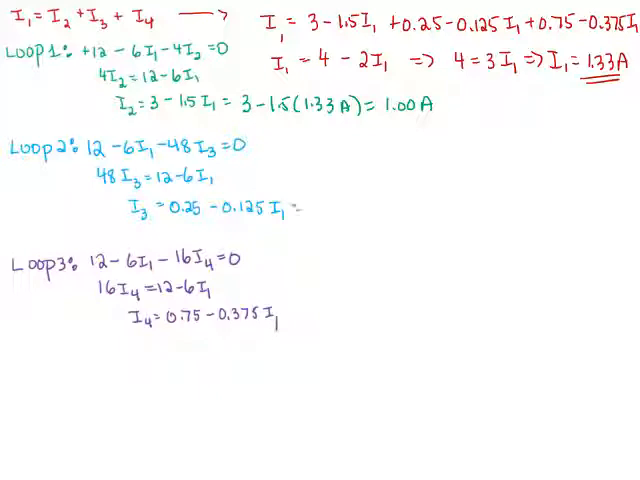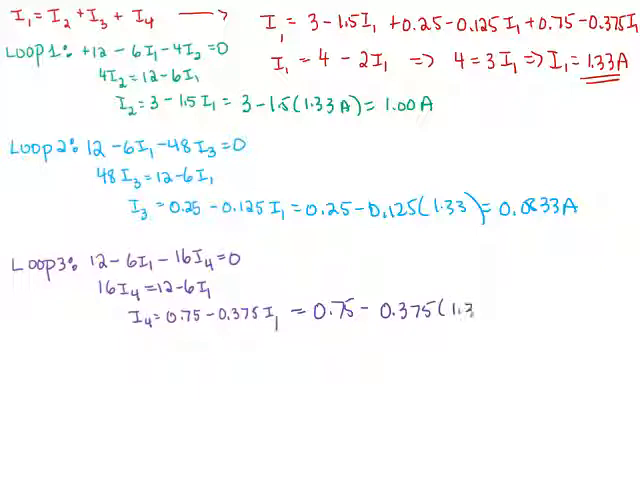Next we can find our I3: 0.25 minus 0.125 times 1.33. So I3 is 0.0833 amps. And then on loop 4, I4 is 0.75 minus 0.375 times I1, which is 1.33 amps, to give us 0.250 amps. Okay, so there's the currents through each of our resistors.